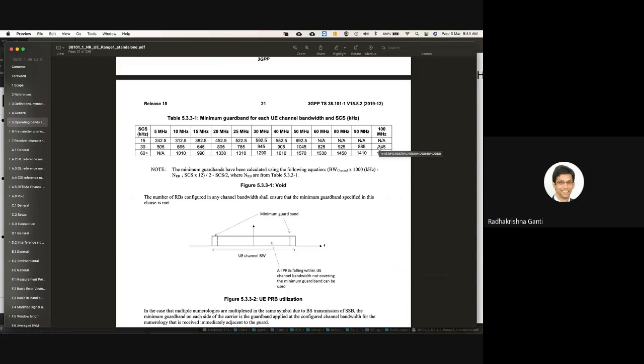So 845 kilohertz at 30 kilohertz subcarrier spacing is approximately 28 subcarriers or so. So 28 subcarriers here are guard bands. Okay. So what will happen is when your actual signal will be, I will just draw this properly. I'm just putting approximate numbers. You have to do this computation properly.